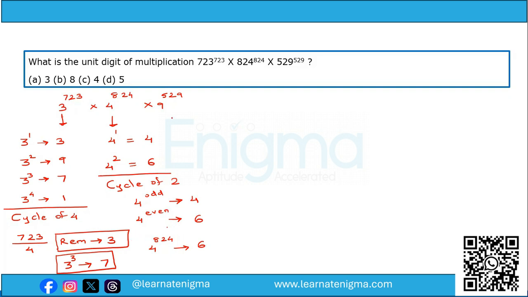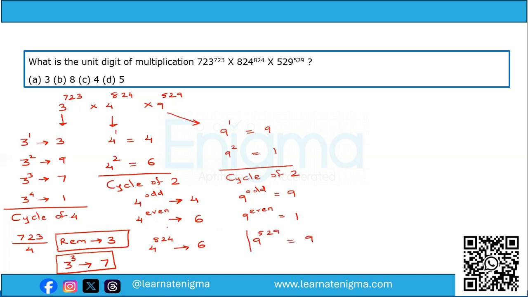Now coming to the next one. Similar to 4, 9 raised to 1 is 9 and 9 raised to 2 is 1, the units digits. You will observe that again the cycle is of 2 for 9, similar to 4. So for 9 also we can write it down as 9 raised to odd is equal to 9 and 9 raised to even is equal to 1. In this case it is 9 raised to 529, which is an odd number. Therefore the units digit will be 9.